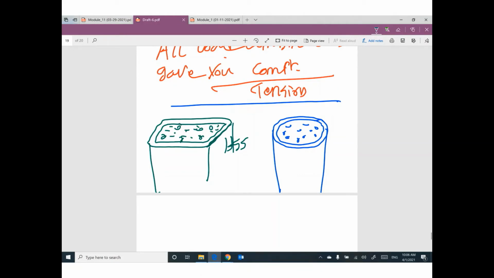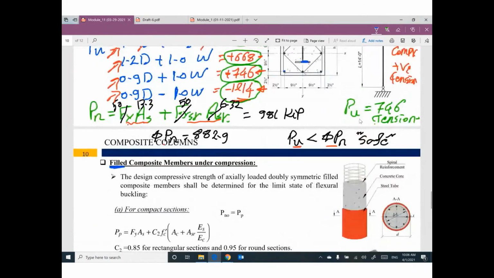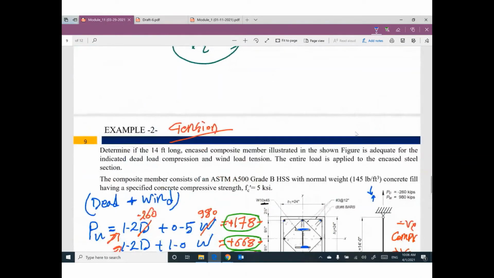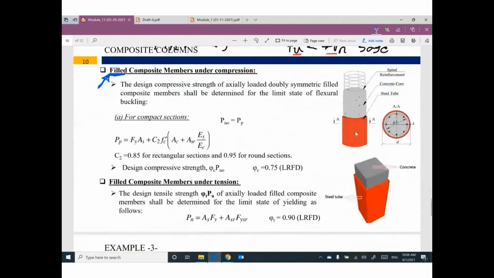That's all. So we have two types of composite column. The second one is called filled composite member or composite column. The previous one is called encased. That makes sense? So sometimes we have additional reinforcement, sometimes no. But most of the time, no, we don't have. We have only a steel tube filled with concrete.